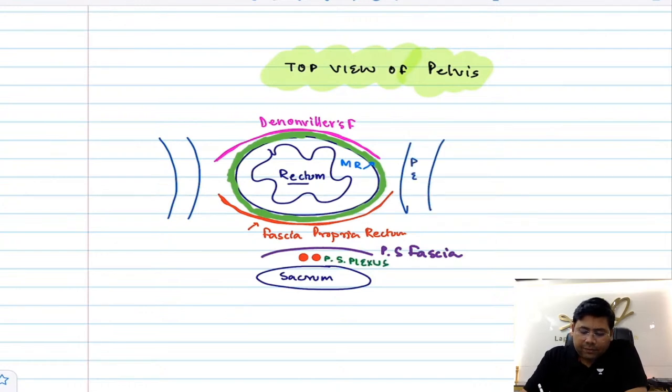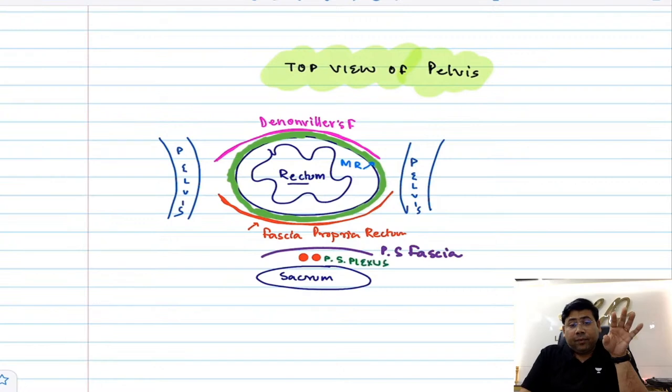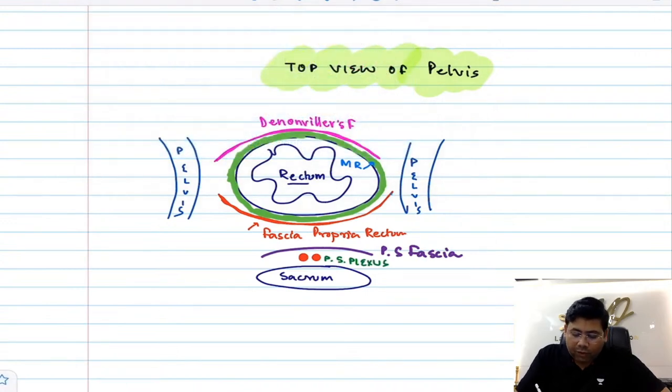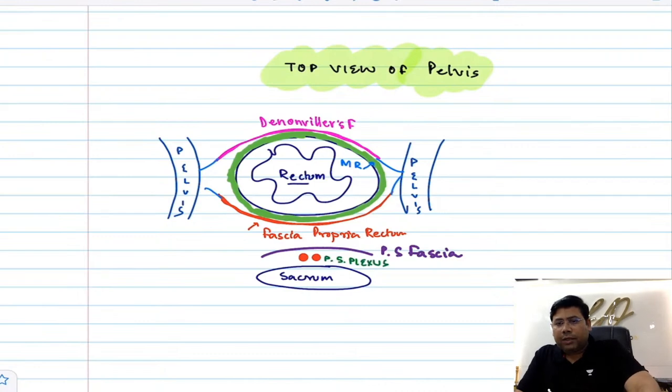This is pelvis. Are you getting? This is pelvis. So here also this is pelvis. Now one student is seeing that Denonvilliers' fascia and fascia propria, they will have to meet at one point, and they do meet at that point. And what is that? They all fuse at the anterolateral aspect. So this is going to fuse with the anterolateral aspect.